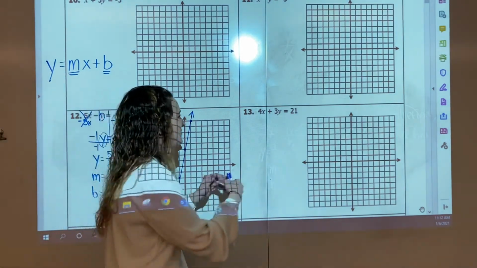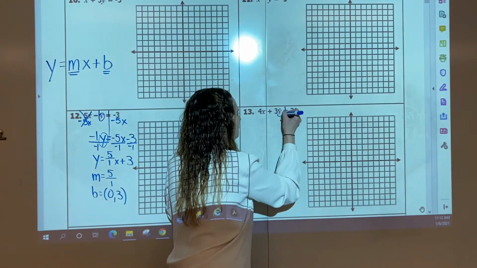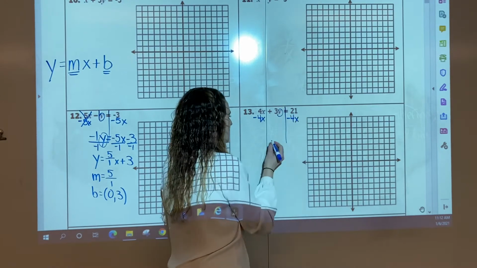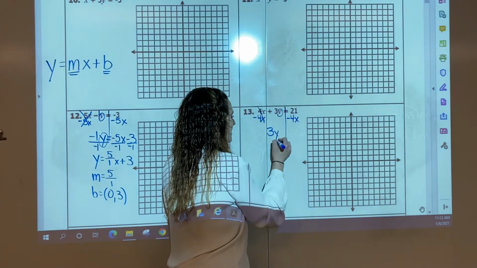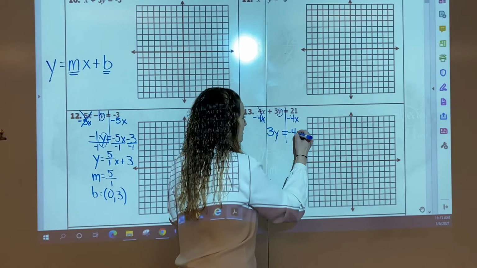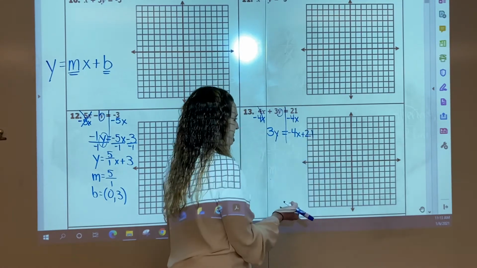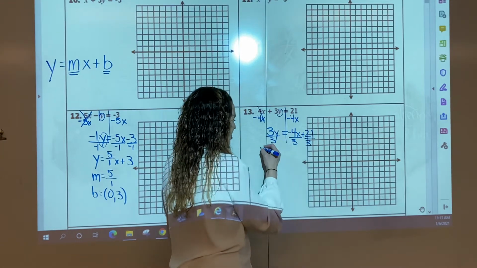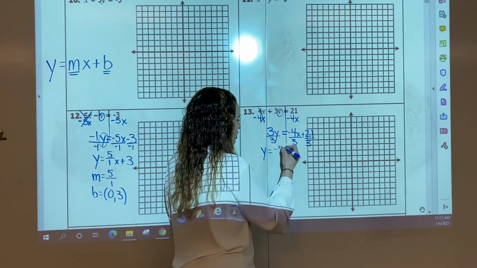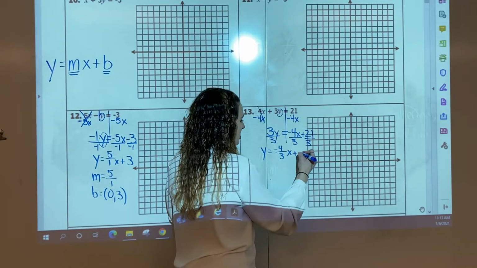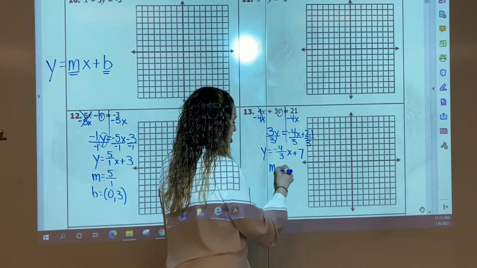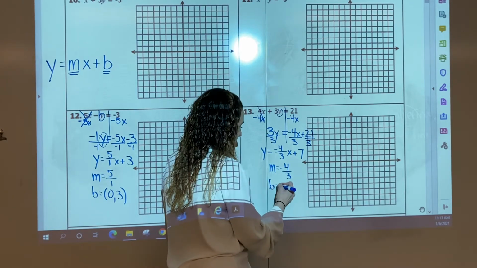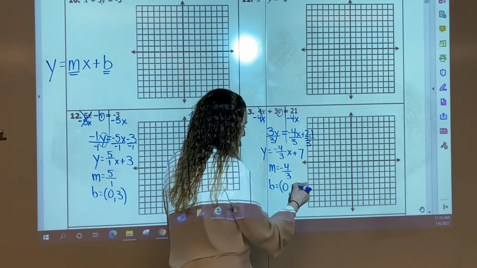Let's continue. Draw your line, circle your y. Get rid of that x term on both sides. Rewrite what you have left. Make sure your x term comes first. Next, we need to divide everything by 3, leaving us y equals negative 4 over 3x plus 7. Your slope attached to that x term is negative 4/3. Your y-intercept at b, 0, 7.